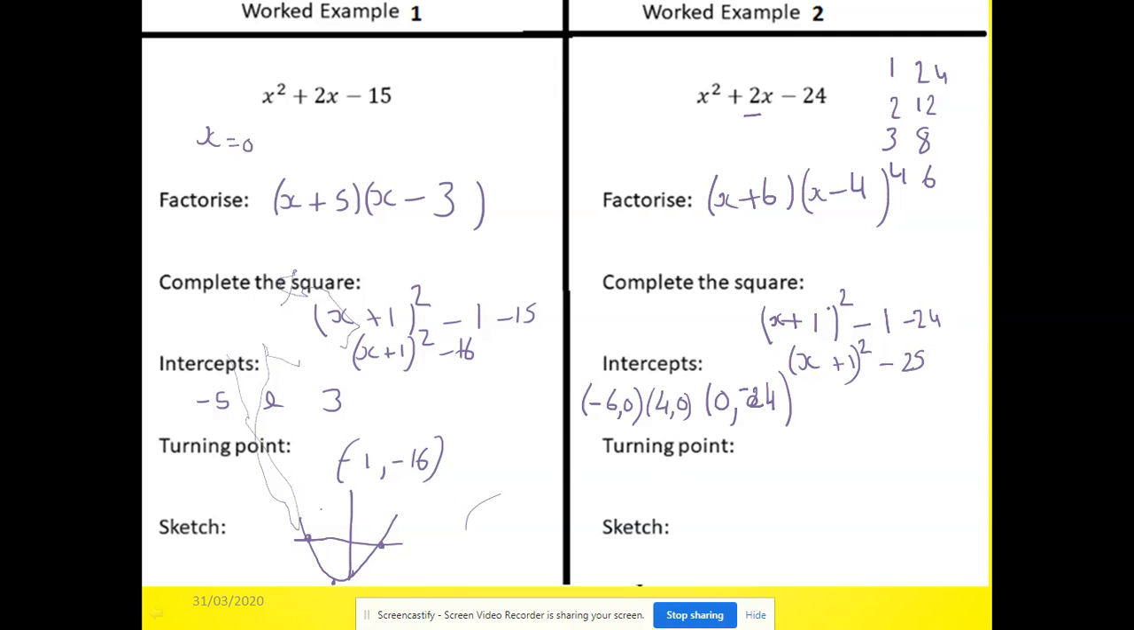The turning point is told from completing the square. So the turning point is (minus 1, minus 25). That's the turning point. And then finally the sketch, again, I may struggle with this. Minus 1, minus 25, so somewhere down here, we've got minus 6 and 4, minus 24. So again, it's slightly higher. And the quadratic should be, oh, that's a terrible drawing. A quadratic should be a curve.